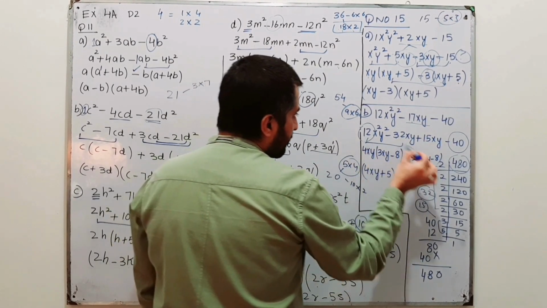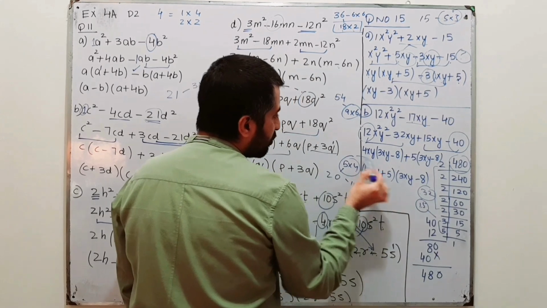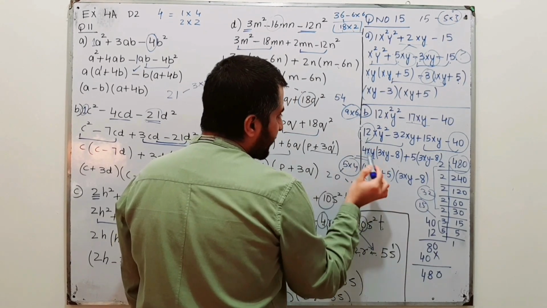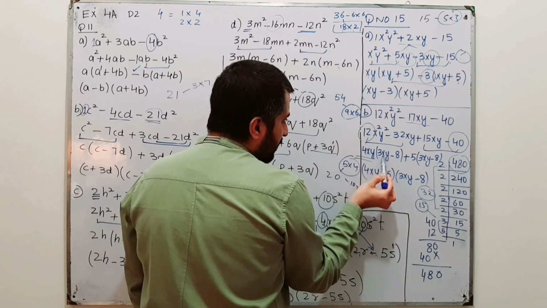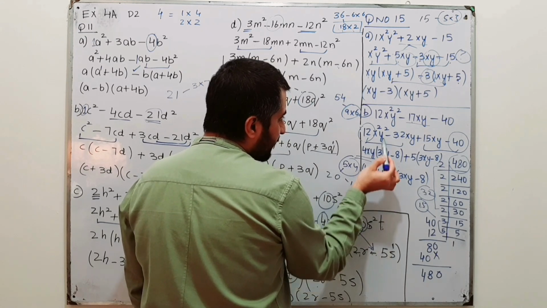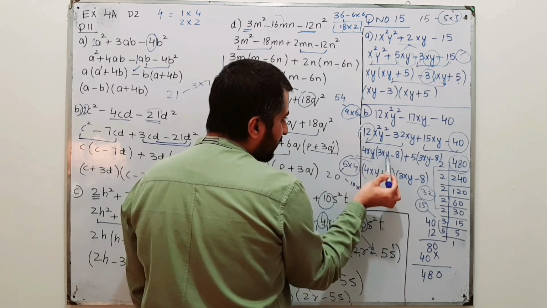Now take out common from the first two and from the last two. From the first two, 4xy is common. 4 times 3 is 12. 1x is taken out as common. I am left with 1x inside the bracket. 1y is taken out as common. I am left with 1y inside the bracket.